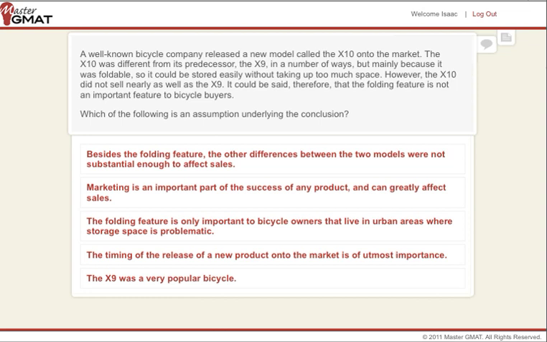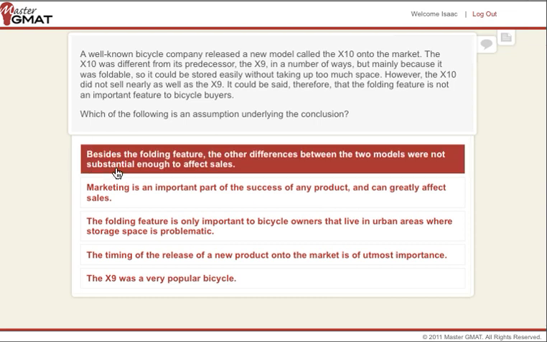Well, what's the author doing over here? Well, basically, the author in this one is basically saying what? That in order to compare between the X9 and X10, and in that way draw the conclusion, the author had to assume what? That the folding feature was the only difference that could have affected the sales of both models. Therefore, in effect, by concentrating on that folding feature and taking it out of the equation, well, we have something that might be true over here. Had the author not assumed this, then we wouldn't have had the conclusion that the folding feature is not an important feature to bicycle buyers.